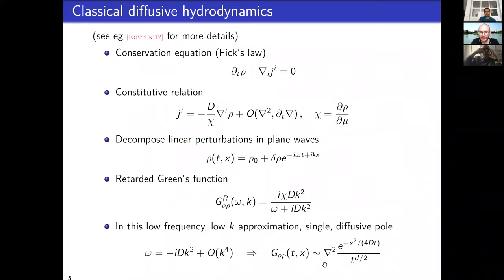Sorry, Blaise, just for the record, I thought that Fick's law is what you call the constitutive relation. Okay. Maybe I might have been flippant about that. I'll look it up and change it if I need to. But yeah, okay. So conservation equation and constitutive relation.